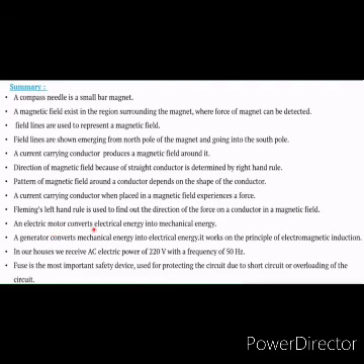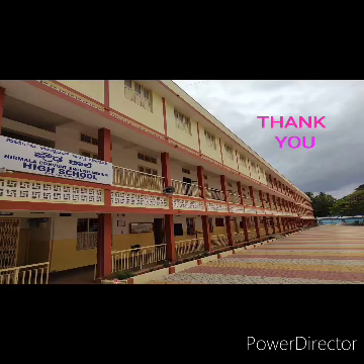An electric motor converts electrical energy into mechanical energy, as we saw in the previous class. And in today's class we studied that a generator converts mechanical energy into electrical energy, and it works on the principle of electromagnetic induction. In our houses, we receive AC electric power of 220 volts with a frequency of 50 Hz. Fuse is a most important safety device used for protecting the circuit from short circuit or overloading of the circuit. I hope you have understood all the concepts we have studied today.